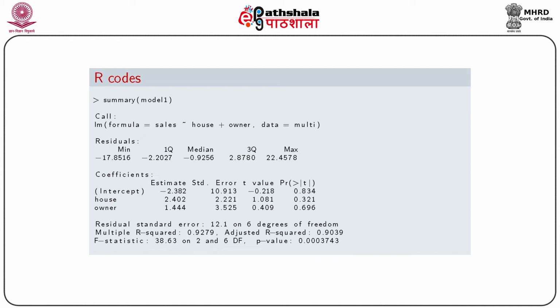As we can see, we first call the formula that was used to fit the regression model. We then have the coefficient estimates, which is negative 2.382 for the estimate of beta 0, 2.402 for the estimate of beta 1, and 1.444 as the estimate of beta 2.